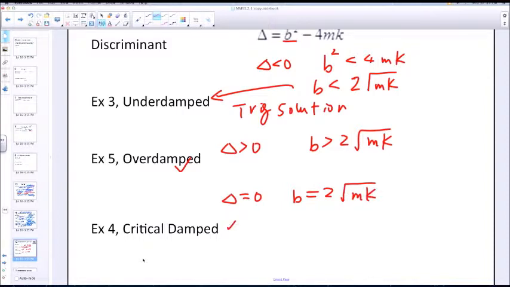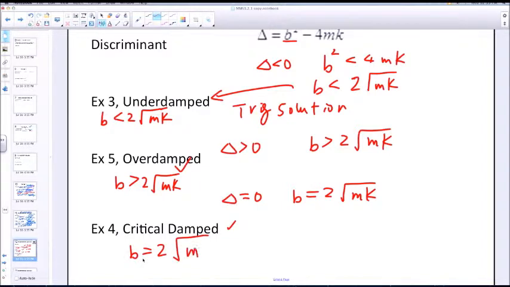So that's all. By definition, under-damping, over-damping, and critical damping. Well, now you figured it out from the mathematics point of view. Can you connect this to the physical science point of view?